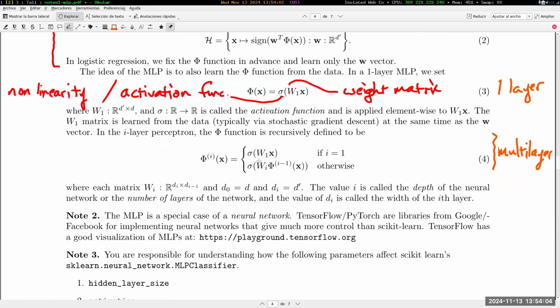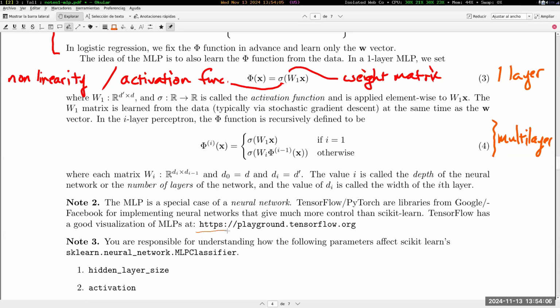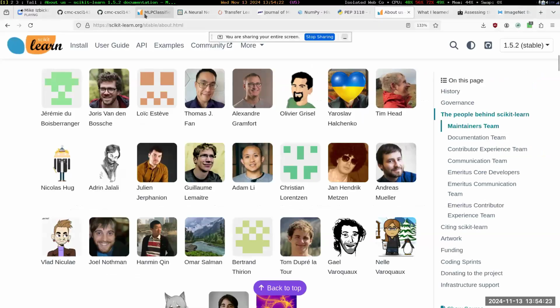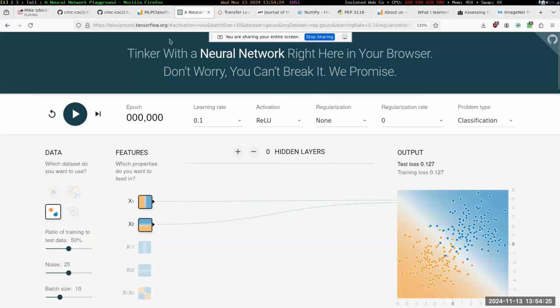But what we're going to do next is this link right here, and talk about some of the intuition behind these multi-layer perceptrons and how they fit into the ecosystem that we've been talking about so far. So this is a link to the TensorFlow documentation. I have that opened up right here.